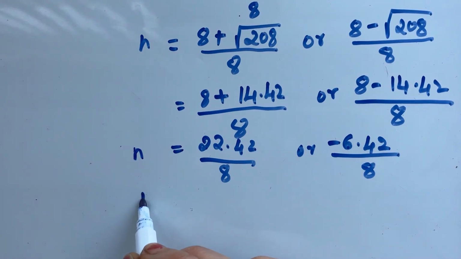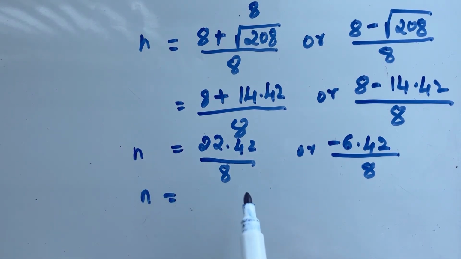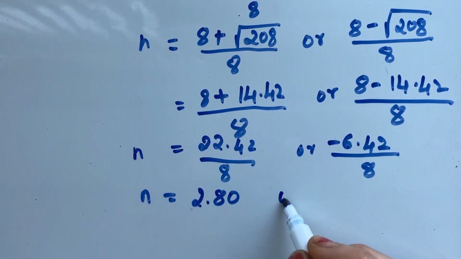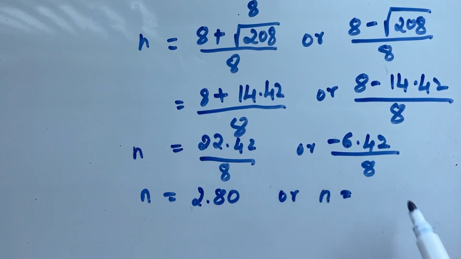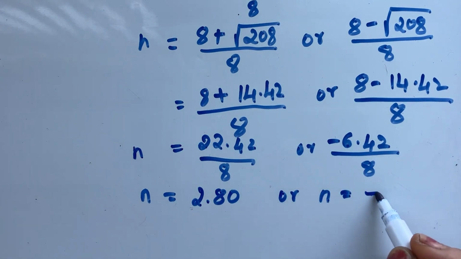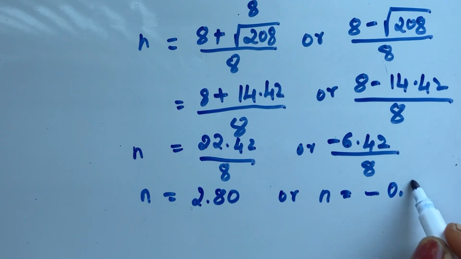So n is equal to 22.42 divided by 8, which is nothing but 2.80, or n is equal to negative 6.42 divided by 8, which is negative 0.80. These two are the solutions for the given quadratic equation.